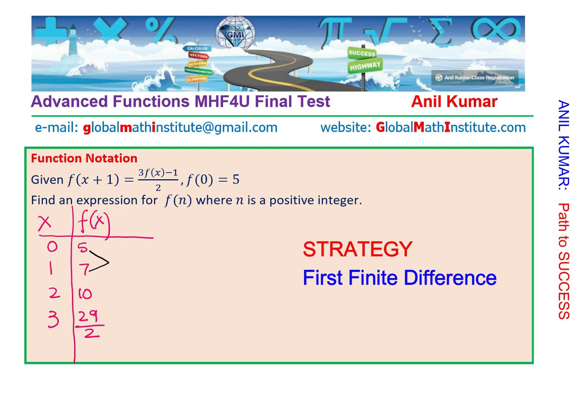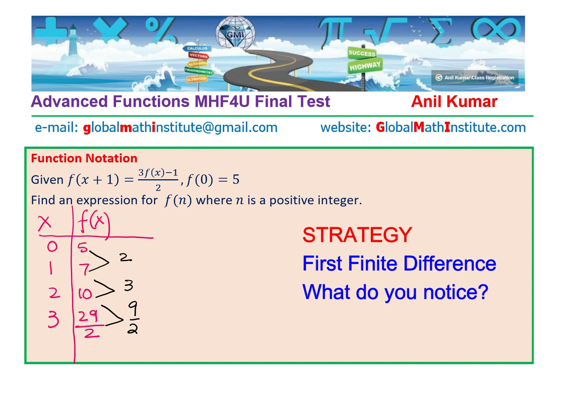7 minus 5 is 2, and then we have 10 minus 7 is 3, and then we have 29 by 2 minus 10. So 29 minus 20, by 2. You get the idea, right? So 9 by 2. So that is our first difference. You see, it is not constant, it's not linear.